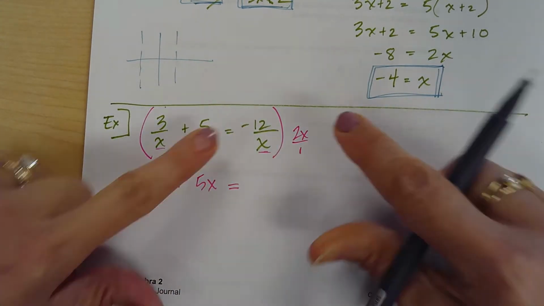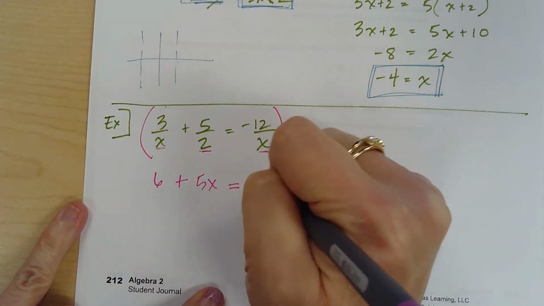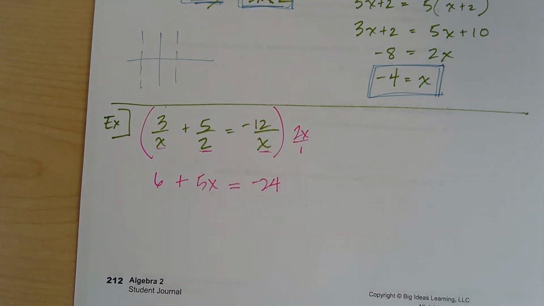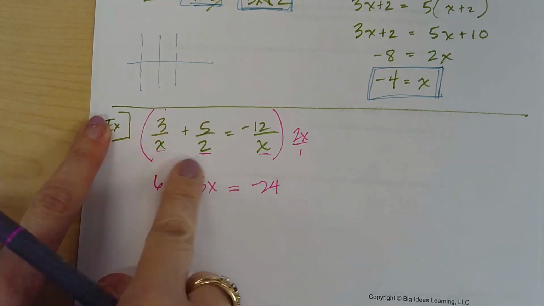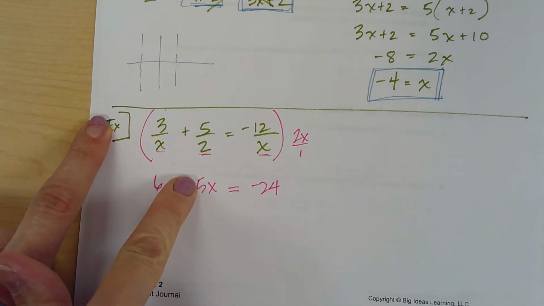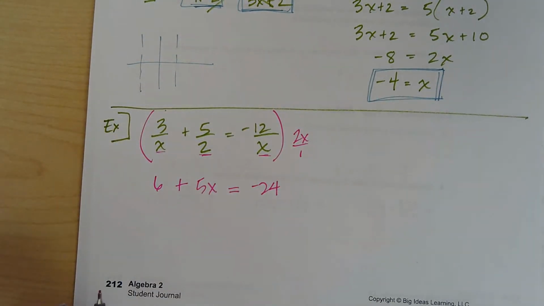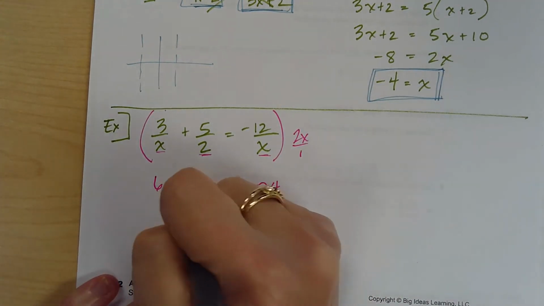And then -12 over x, the x's would cancel and you're left with -24. Notice that that's a much easier problem to solve, rather than trying to find common denominators and then add these together and then cross multiply. Now, it's not wrong to do it that way. It's just I feel like this is a little bit quicker.